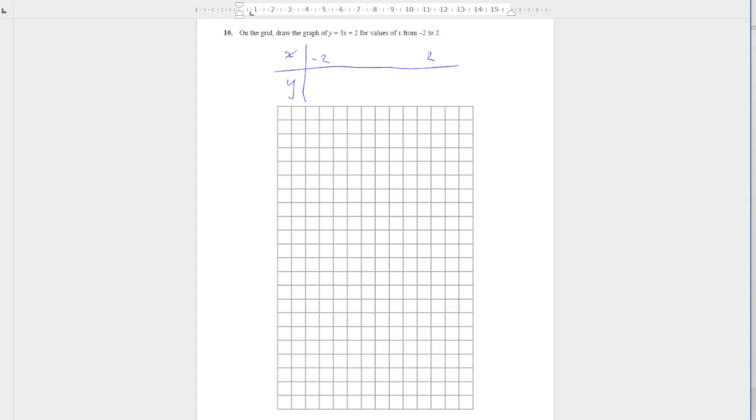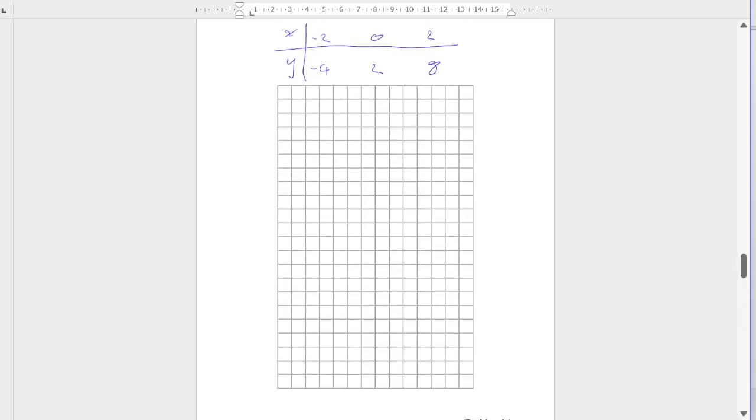because we're trying to work out the axes. I know that I need to go minus 2 to 2, but I don't know about my y-axis at the moment, so that's why if I substitute these values in, when x is equal to minus 2, y would be equal to minus 6 plus 2 would be minus 4, and when x is equal to 2, that would create 6, that would be 8. Right, and then I'll do 0 as well, so that would be 2.